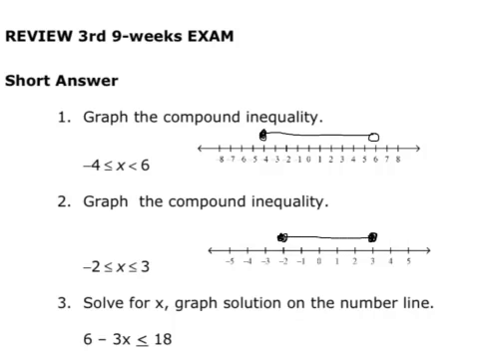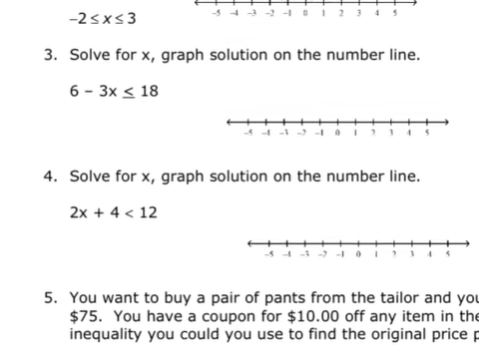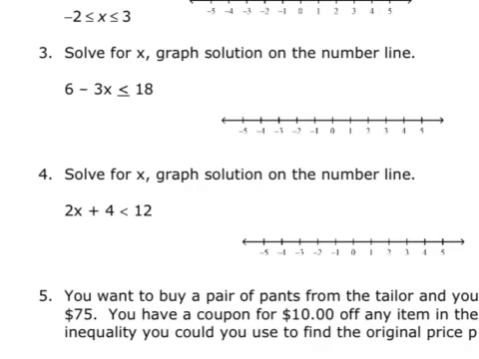Number three, solve for x, graph the solution on the number line. Okay, so solve for x, that's the first thing that we have to do. So we need to get x all by itself. So we need to remove that 6 and that -3 being multiplied by x. We'll start by moving the 6 to the other side, and we are left with -3x is less than or equal to 12.